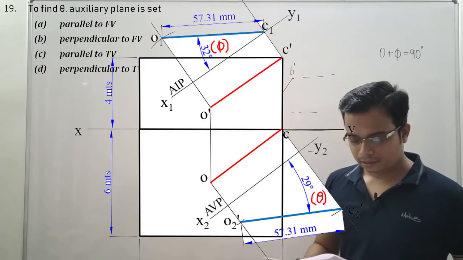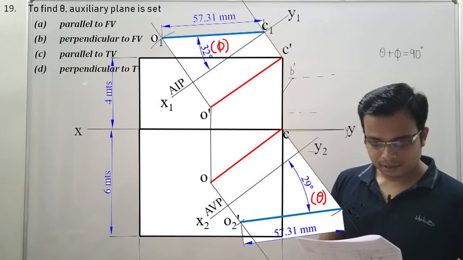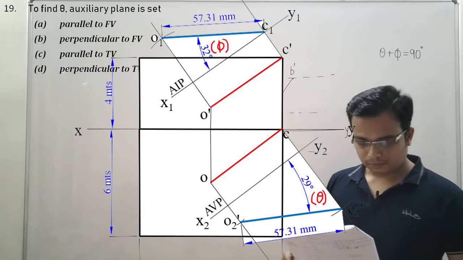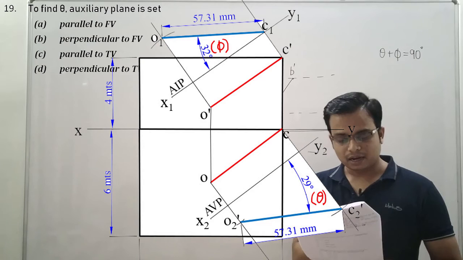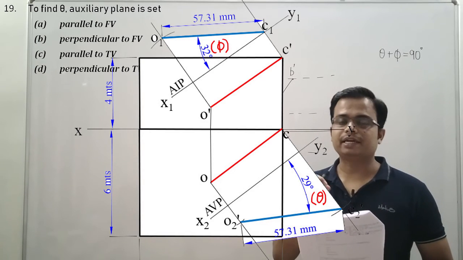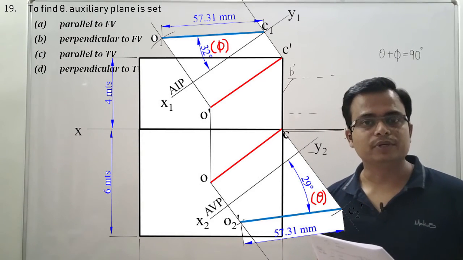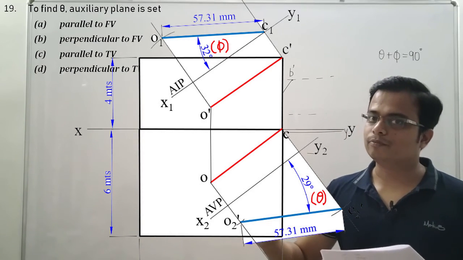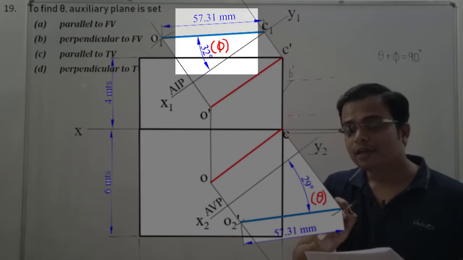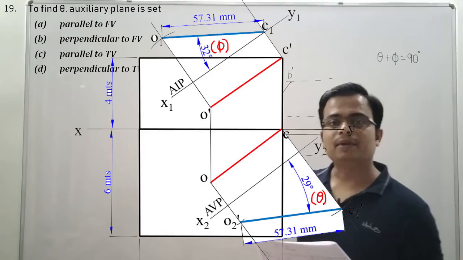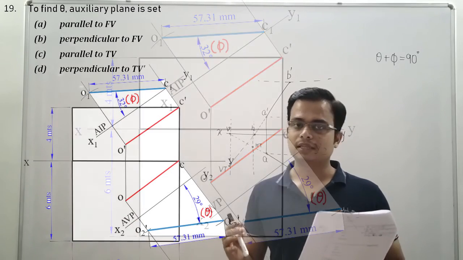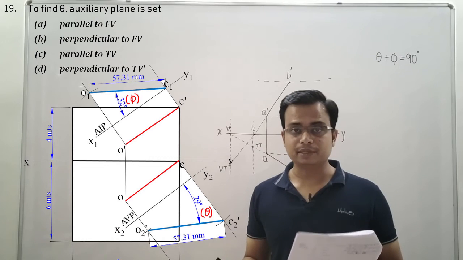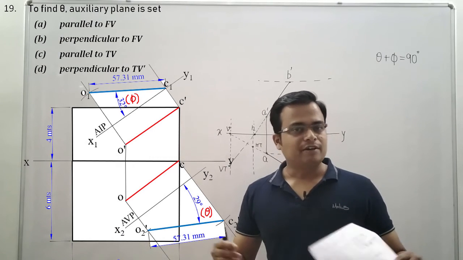Let me reiterate. Here in this problem, we want to find what? Let me read that once again. We want to find theta. So in case of finding theta, you need to set the auxiliary plane parallel to the top view. If you want to find phi, you will set the auxiliary plane parallel to the front view. That's the way forward. Always remember this, and this is something on which I have done a lot of problems.